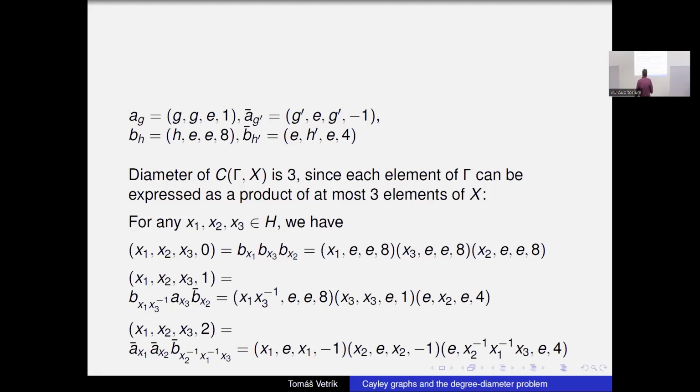So we just continue where we stopped yesterday. So the diameter of this graph, or in general, the diameter of a Cayley graph. How will we check it? So the diameter of this graph is 3, because each element of the group can be expressed as a product of at most 3 generators.